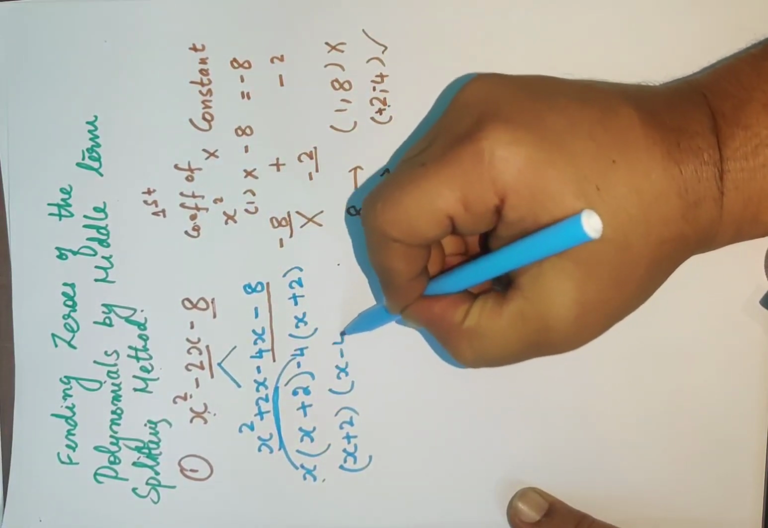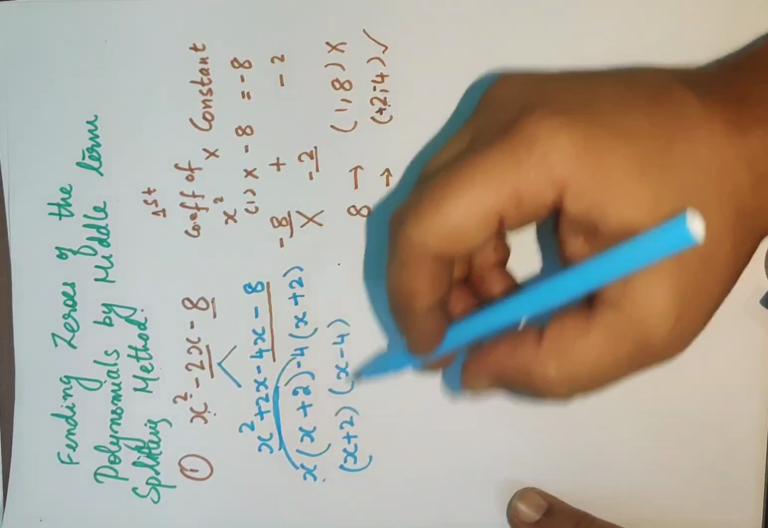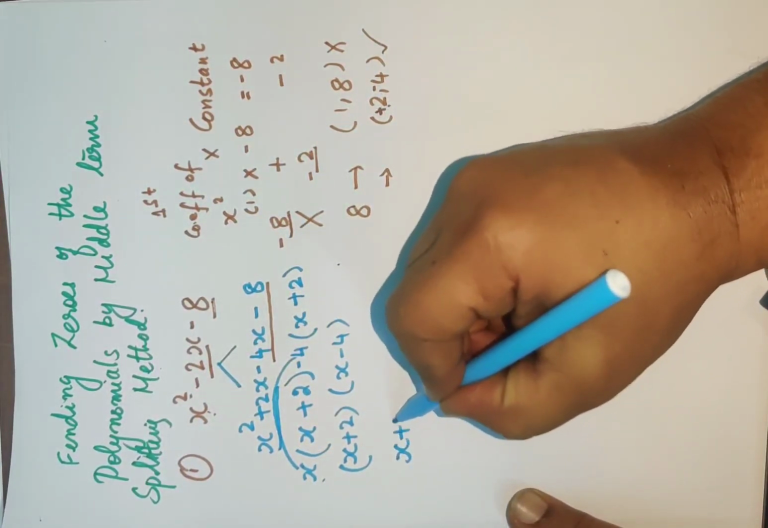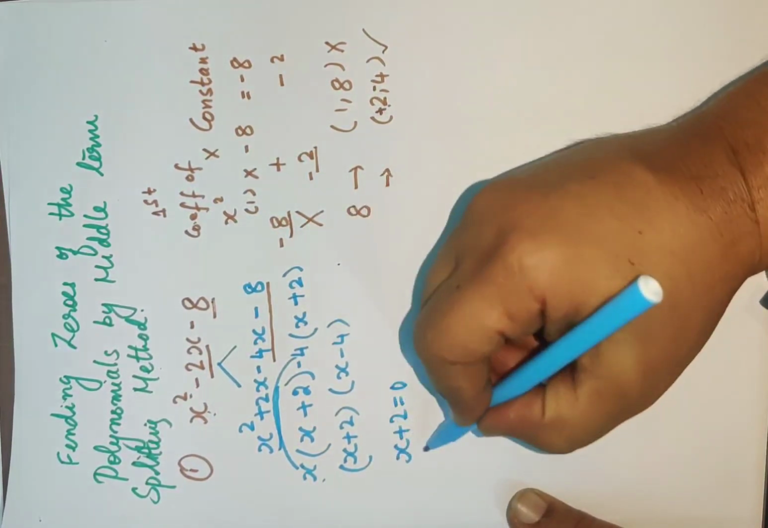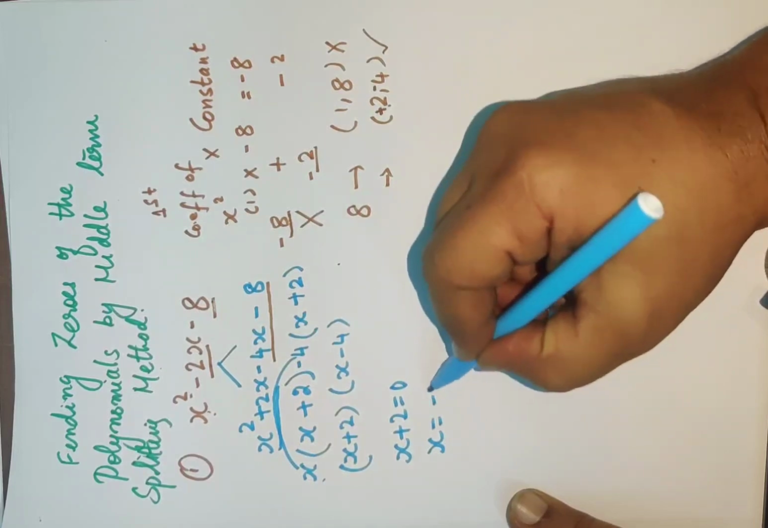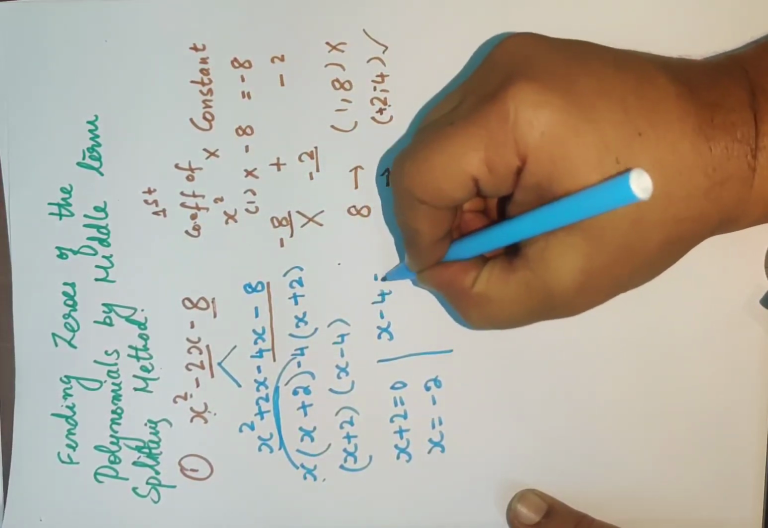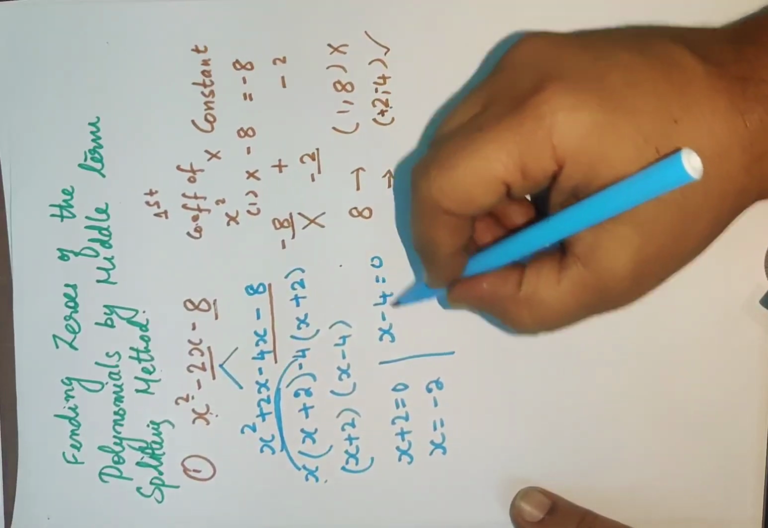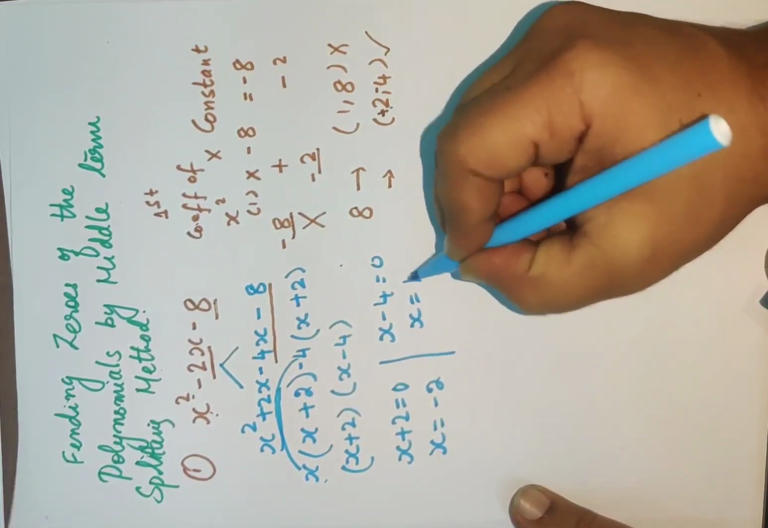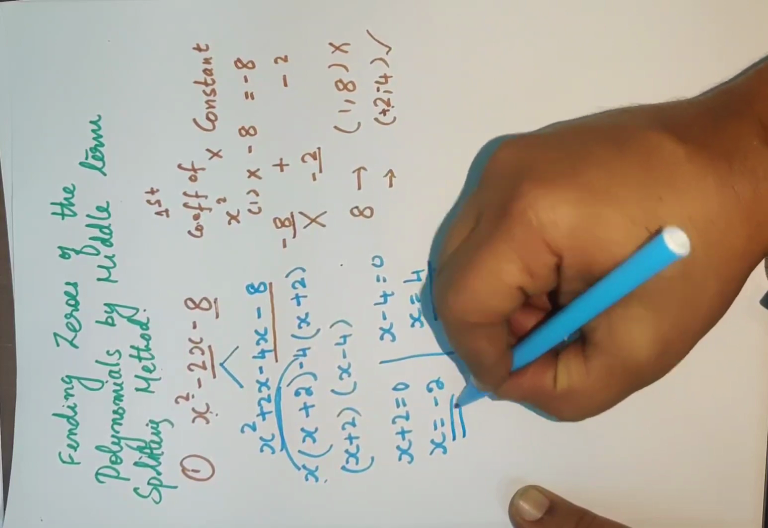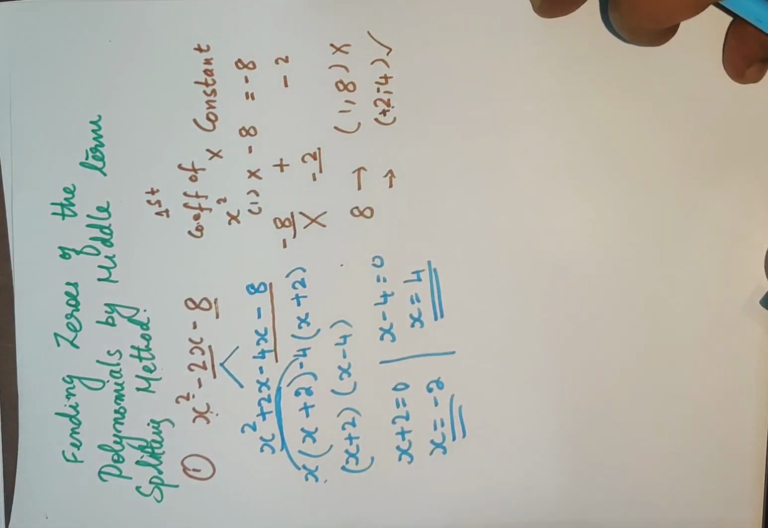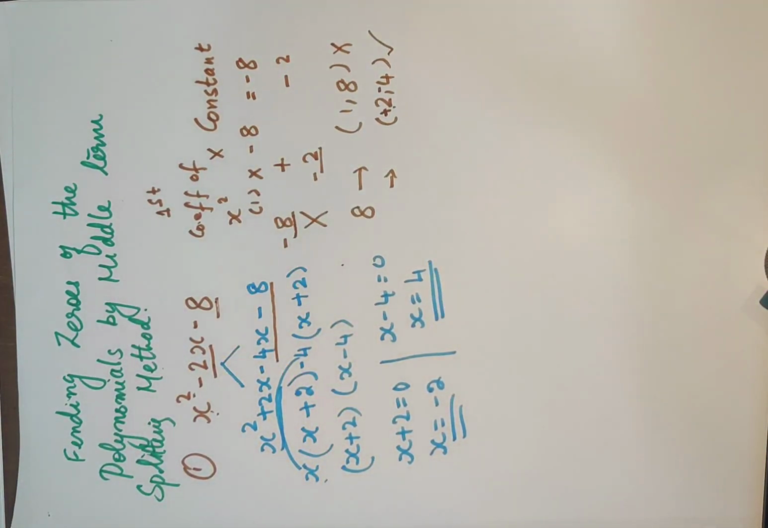So x minus 4. We found two zeros. What are they? x plus 2 equal to 0, x equal to minus 2. And secondly, x minus 4 equal to 0, x equal to 4. So these are the two zeros for this given question. Kindly note that this is one of the techniques.